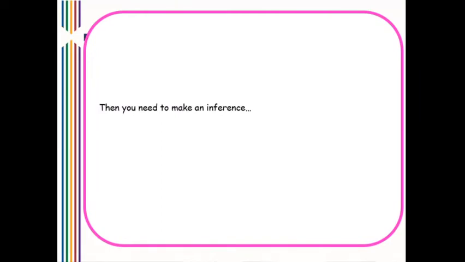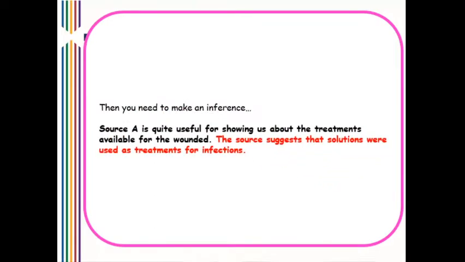Once you've done that, you then need to make an inference. So another common error on this question is going straight in for a quote or a description of the source. Okay, make an inference first. It's a lot more advanced. So source A is quite useful for showing us about the treatments available for the wounded. So here's our inference. The source suggests that solutions were used as treatments for infections.